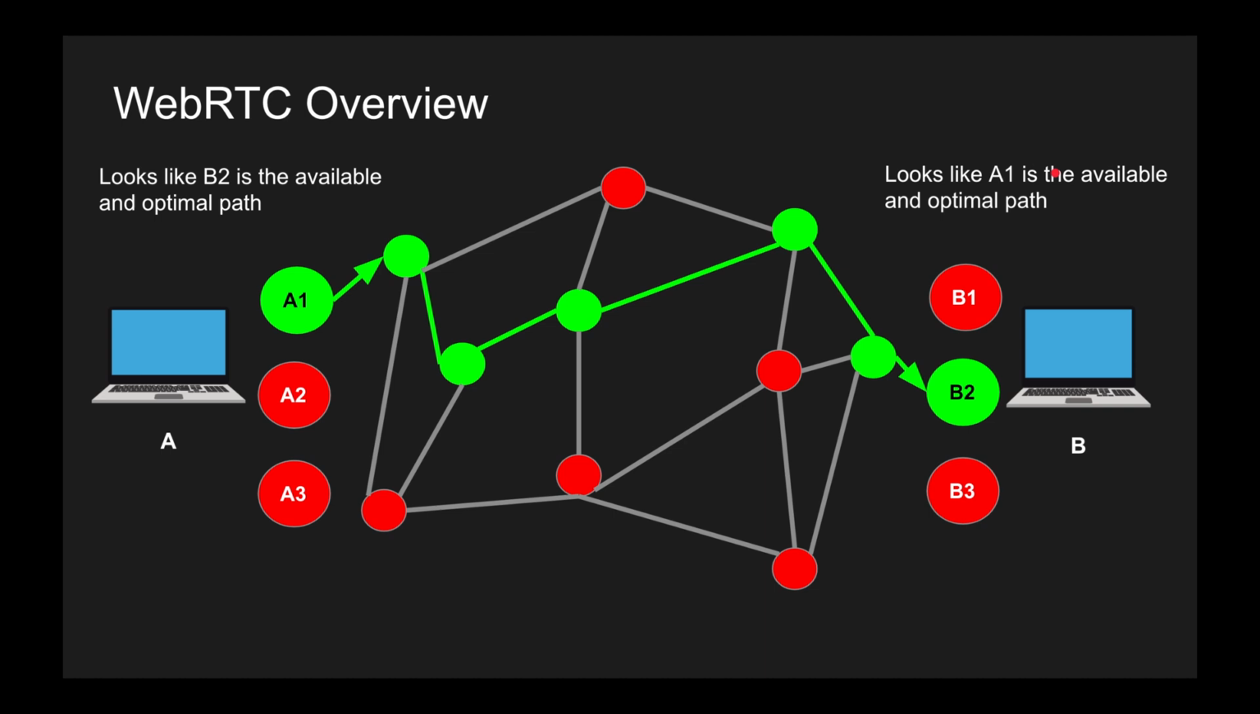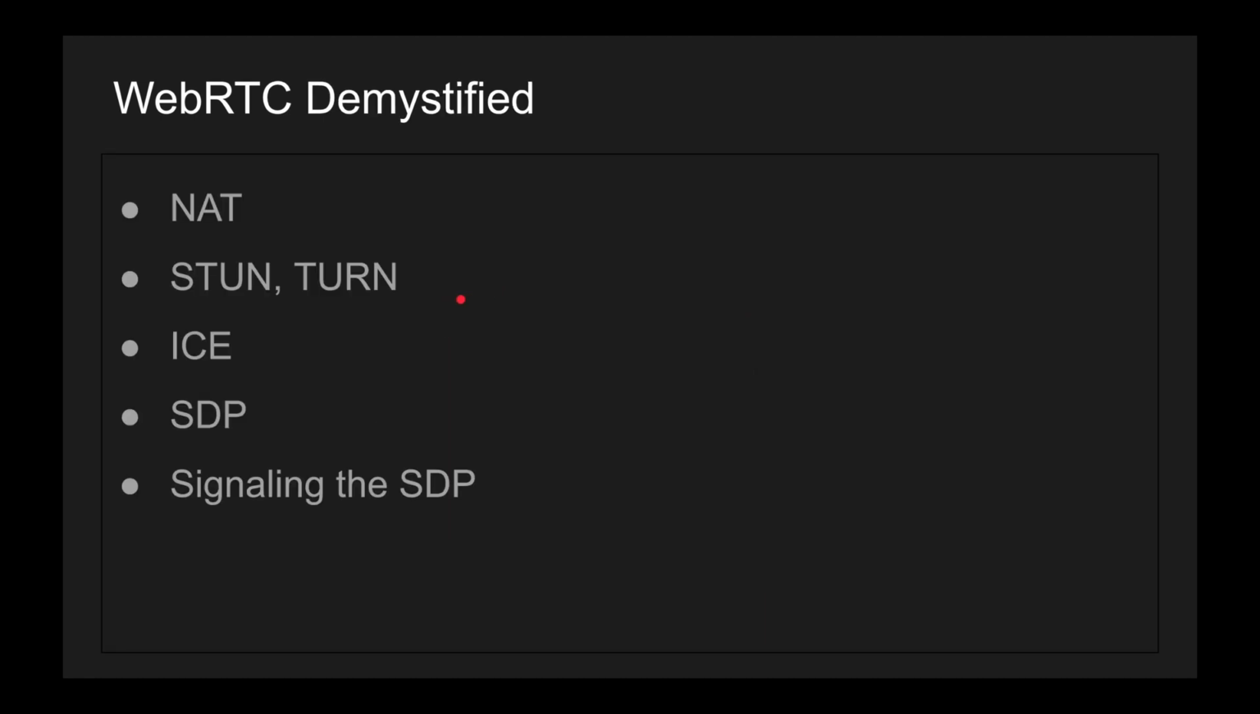And A1 will say, oh, and B will say, hey, A1 looks like the optimal path. They will essentially connect directly. That's the shortest possible path, right? And this is the internet, so there are lots of hops in the middle, but who cares? So that's essentially how WebRTC works, guys. How about we demystify it with actual word instead of doing all that stuff, right?